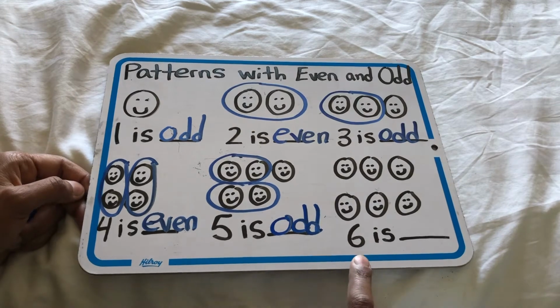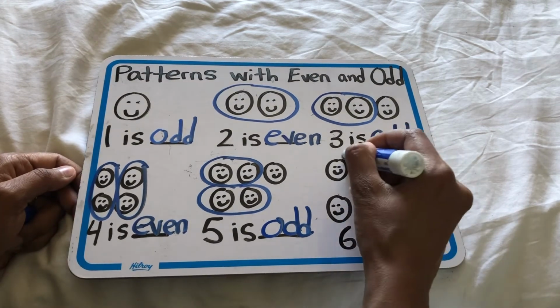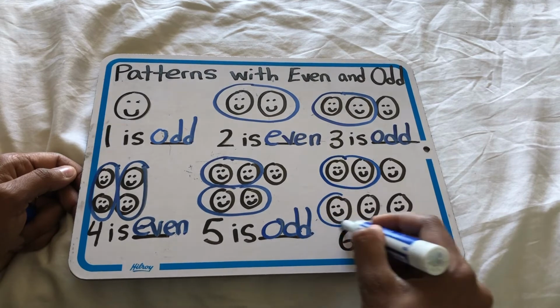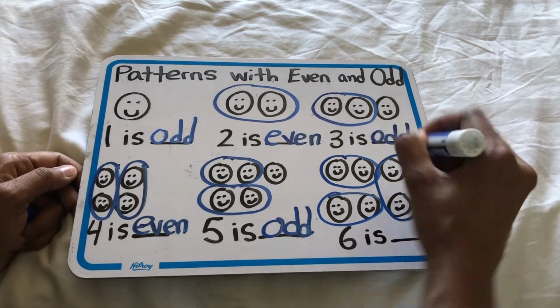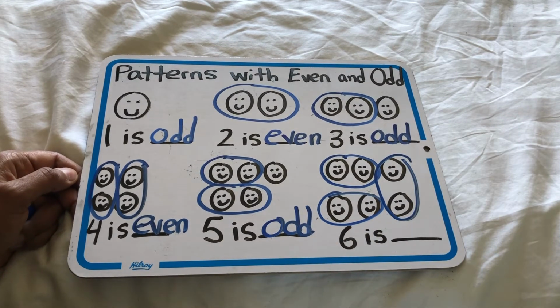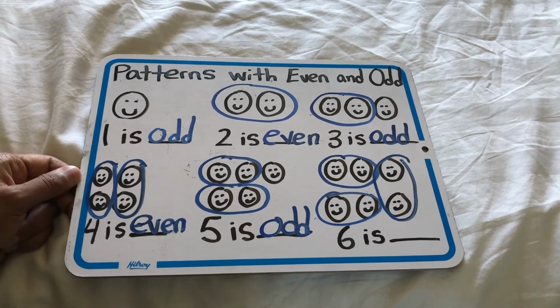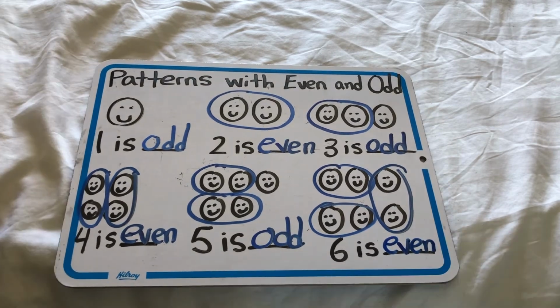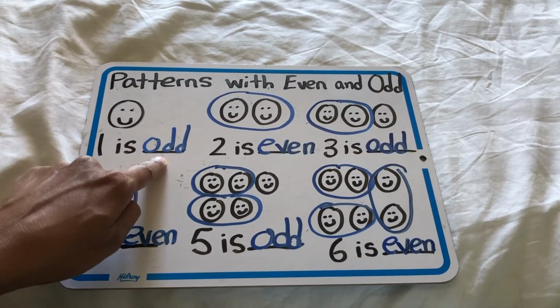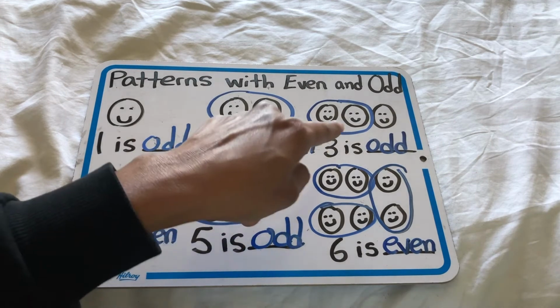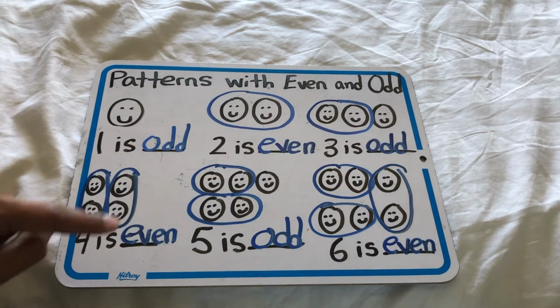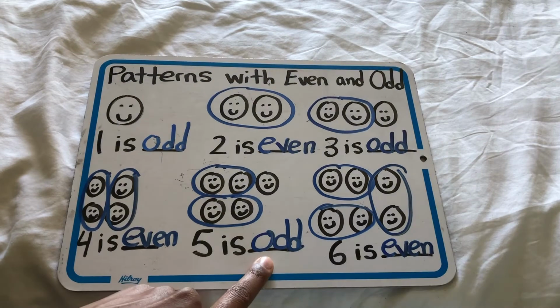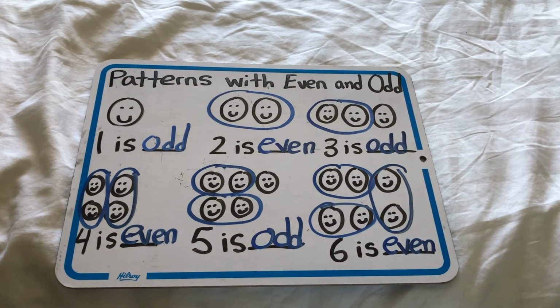And our last number, 6. Pair those 2, I can pair those 2, and I'll pair these 2. Is anybody left out? Nope, everyone is in a pair. 6 is even. Now let's see if we can find a pattern. 1 is odd, 2 is even, 3 is odd, 4 is even, 5 is odd, 6 is even.